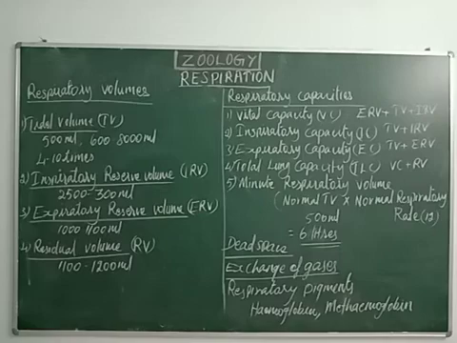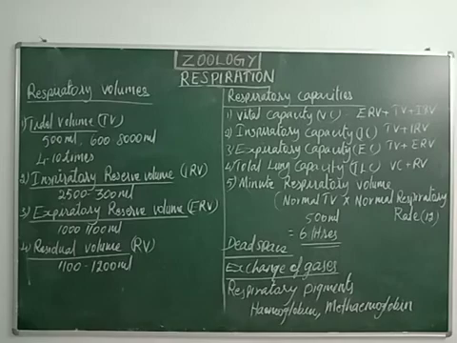Listen very carefully. The total amount of air which the lung can store or accommodate after a forceful inspiration is called total lung capacity. The normal total lung capacity is 6000 ml. And this total lung capacity can be calculated by adding vital capacity and residual volume. Okay, hope you understood this capacity.